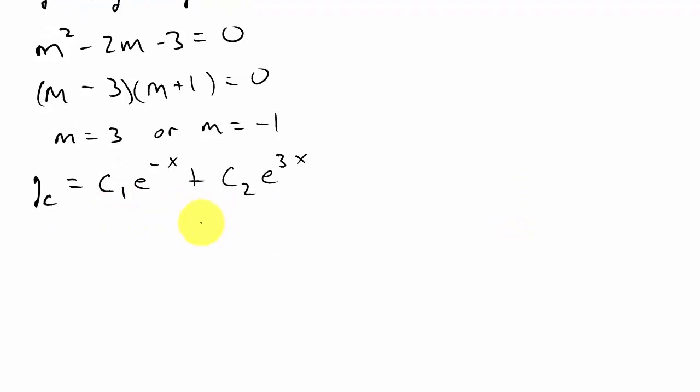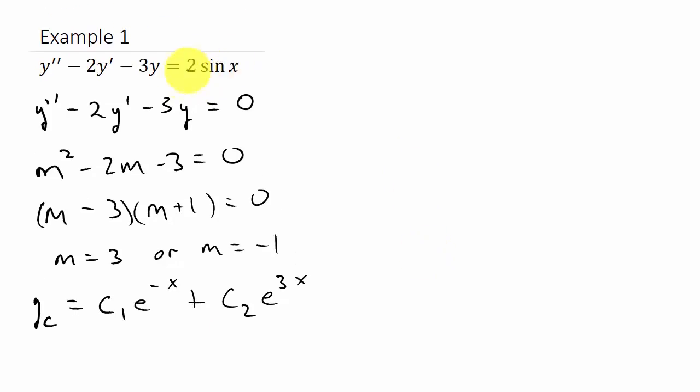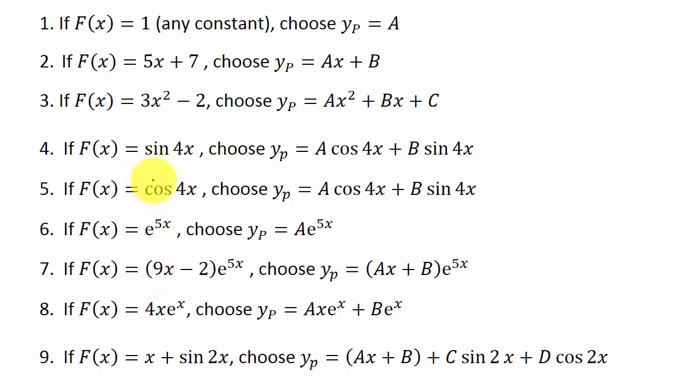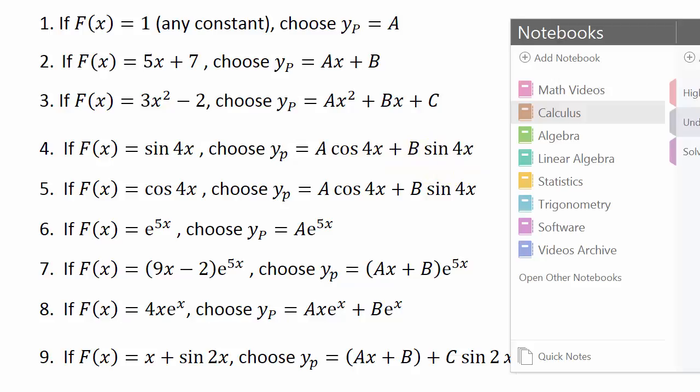Now we need to make a guess at y sub p. Here f of x is 2 sine x, so which one would we use for that? Here we have sine 4x, so this would be similar to 2 sine x. We would choose y sub p to equal a cosine, and in our case it would be x instead of 4x, plus b sine x. So that's going to be my guess.